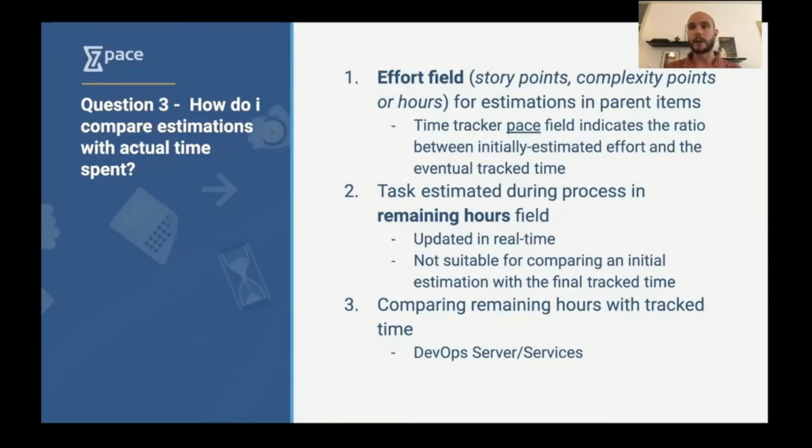And if you realize that for a certain work item the pace is quite high, it's taking you longer than it would normally take, it means that there may be something wrong with your initial estimation, or that the work item is more complex than what you thought it was going to be. So that's the first point.